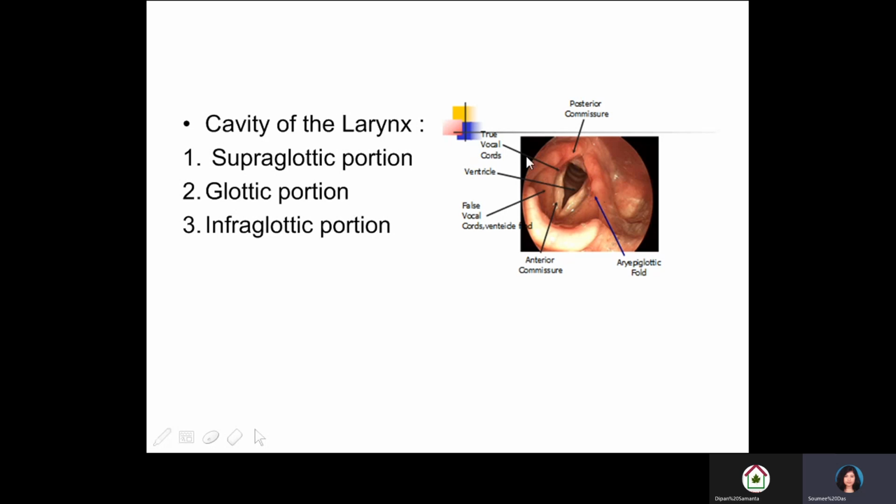This is the true vocal cord. This portion is the false vocal cord, which remains in the supraglottic area. And this is the ventricle, this inside portion is known as the ventricle, and this portion is known as the aryepiglottic fold. Also this portion, so this portion and this portion are the aryepiglottic fold.